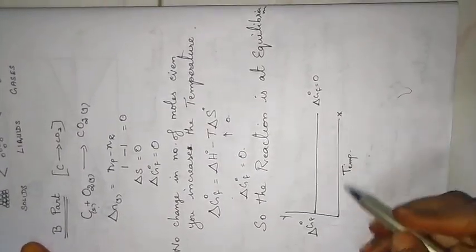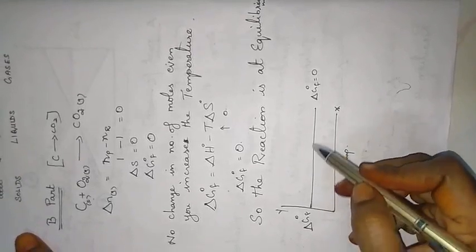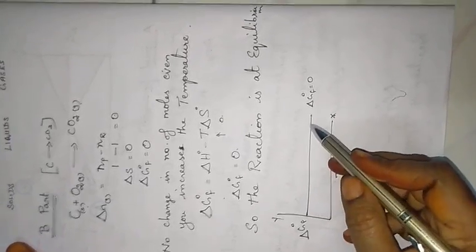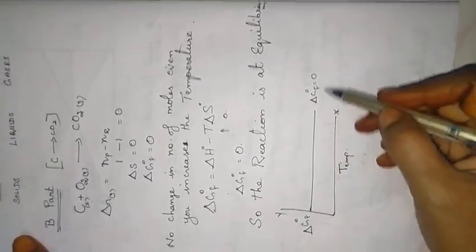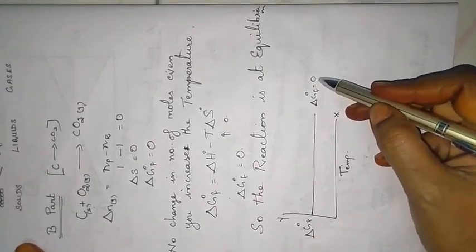It means there is no change in the number of moles even if you increase the temperature. So this type of graph we get. Even if you increase the temperature, there is no change in the value, we get a constant value. It means the reaction is at equilibrium. That's why we get delta G equal to 0.